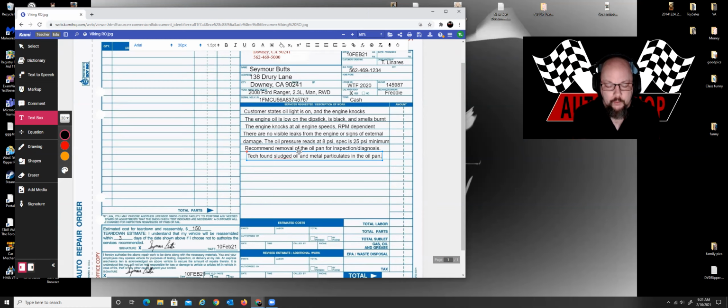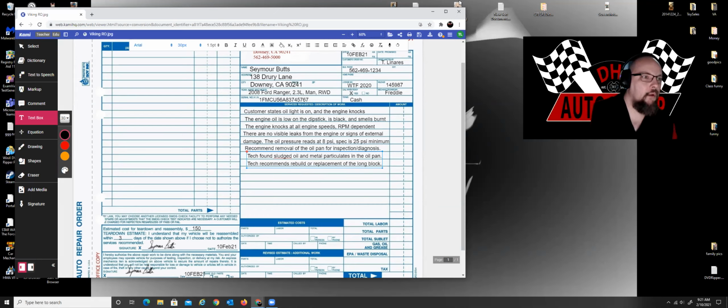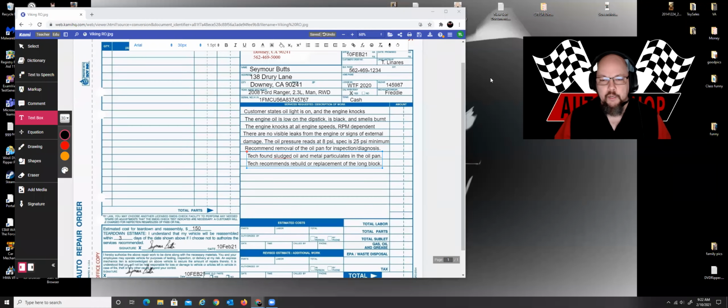Okay, so the technician comes around and says, rebuild or reman. Okay, so I do this. Tech recommends rebuild or replace. Why can I never spell that word? Technician recommends rebuild or replacement of the long block. Okay. I do apologize for that. So the tech recommends rebuild or replacement of the long block, meaning the engine.